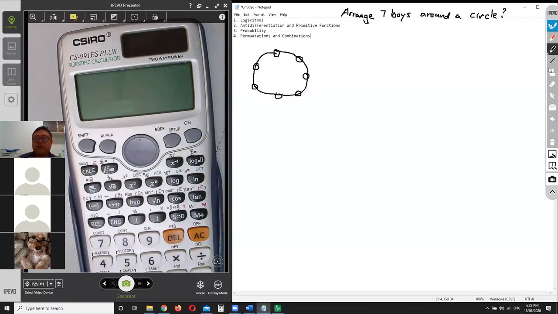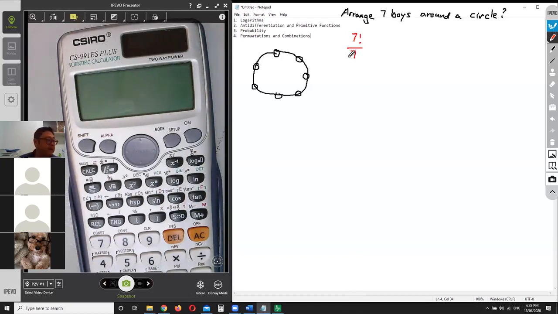Yes, it'll be 6 factorial. But before we say 6 factorial, there is a more precise way of expressing it. The answer will be the same. There's a more precise way of expressing 7 factorial divided by 7. Yes, that's right. So 7 factorial divided by 7.